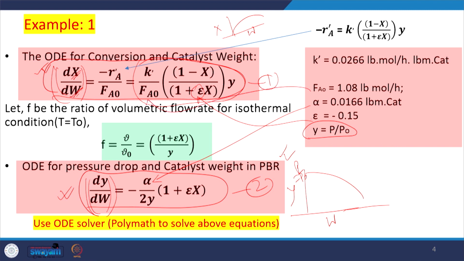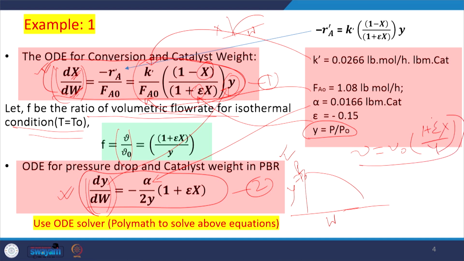We have to use these in the equations, and K prime also. On the right-hand side, only X and y appear, which you have to substitute, with y obtained from the pressure equation, and X by the respective conversion, which changes. Here the fractional change is the ratio of volumetric flow rate for isothermal conditions, V equals V naught into (1 plus epsilon X) by y. This type of relationship we have discussed earlier.